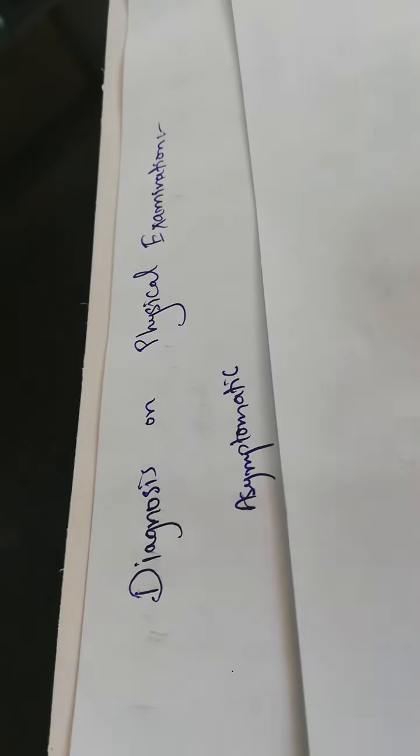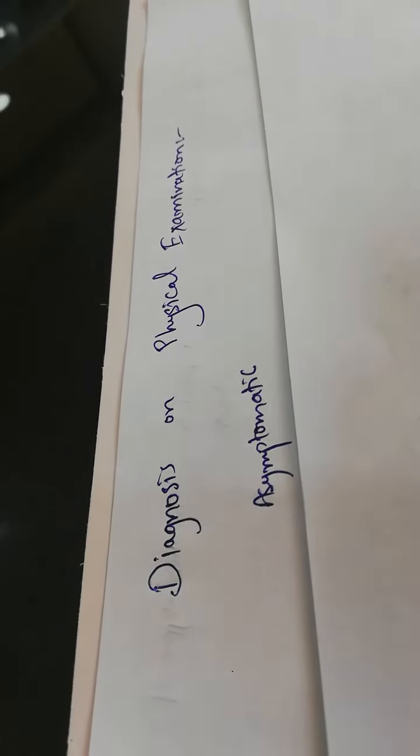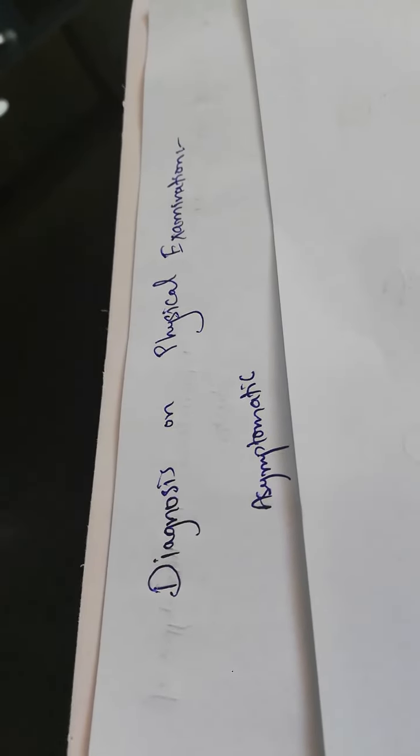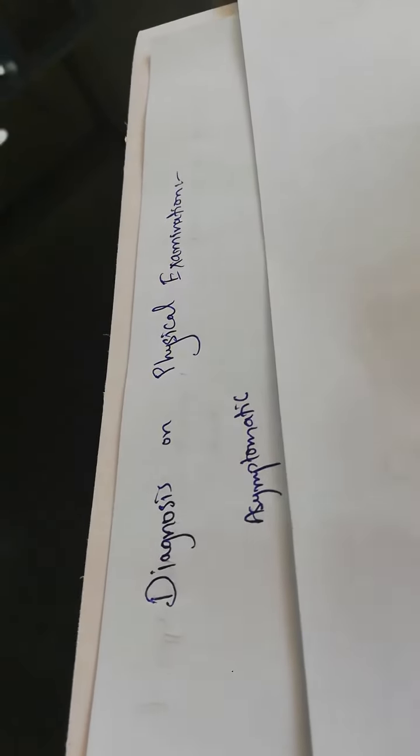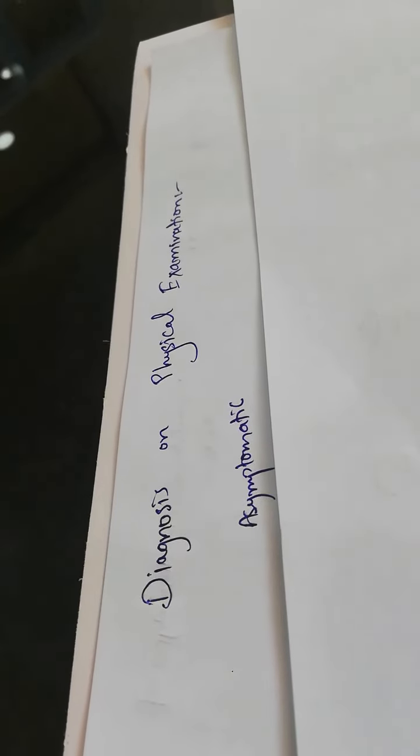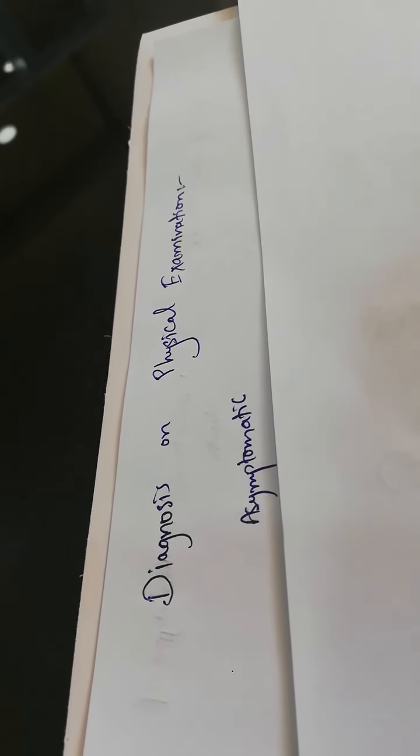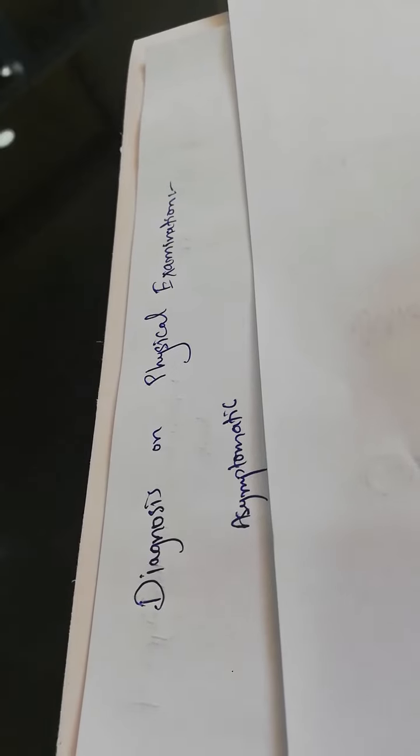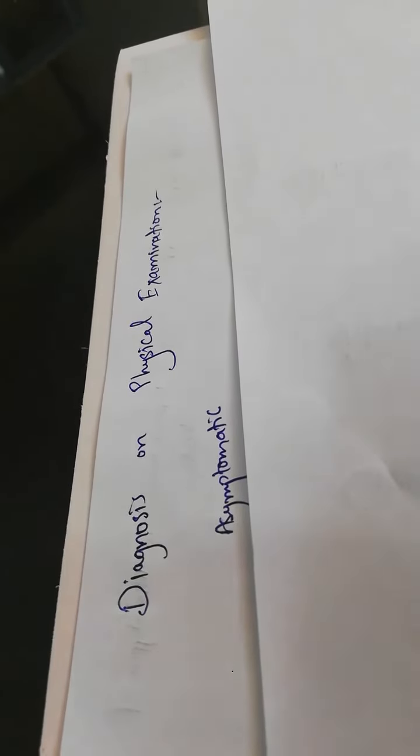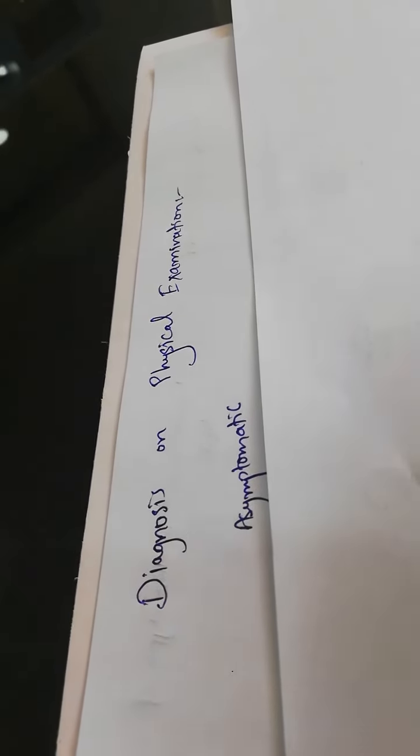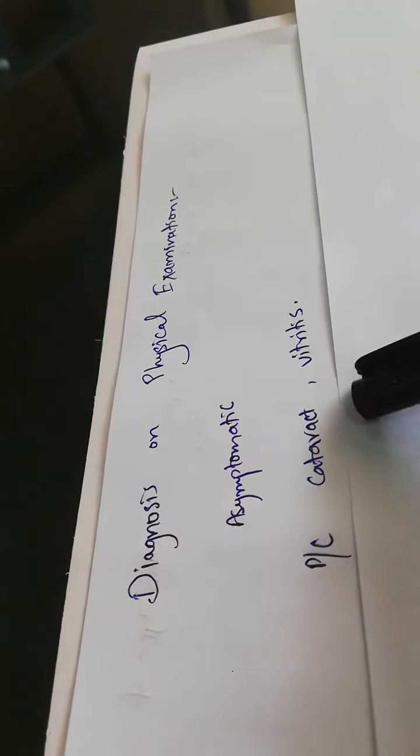Okay, so now we have to see how do we diagnose the Fuchs heterochromic iridocyclitis. It's mainly on the physical examination that we find what are the signs which we can pick. Because this disease is asymptomatic, we are able to find it later in the stage when the cataract has developed. So mainly the presenting complaint becomes cataract. Okay, presenting complaint is either cataract or vitritis.